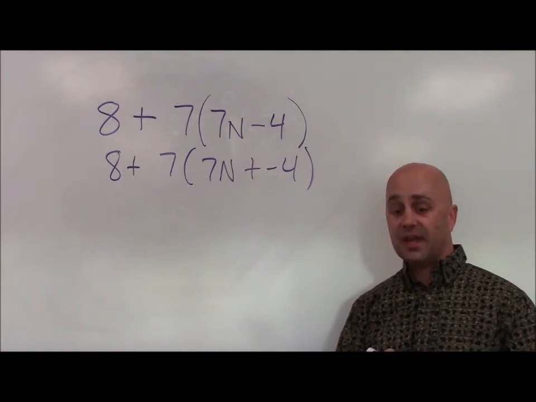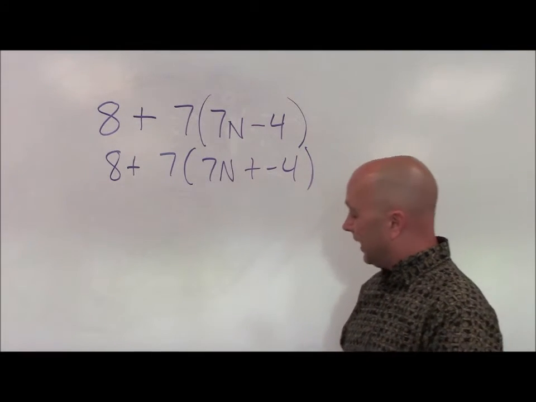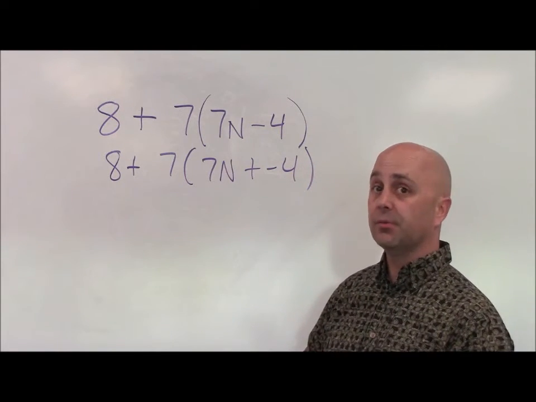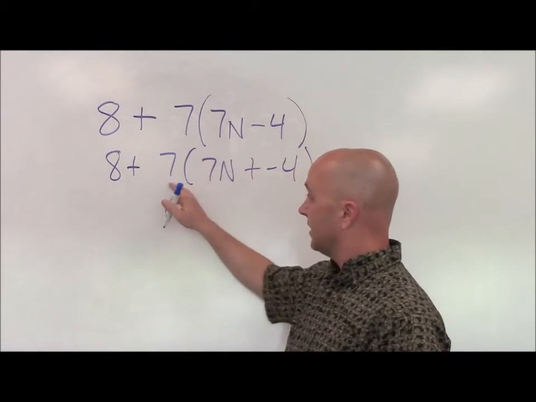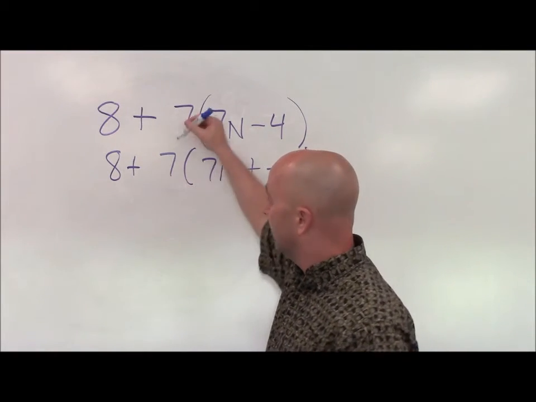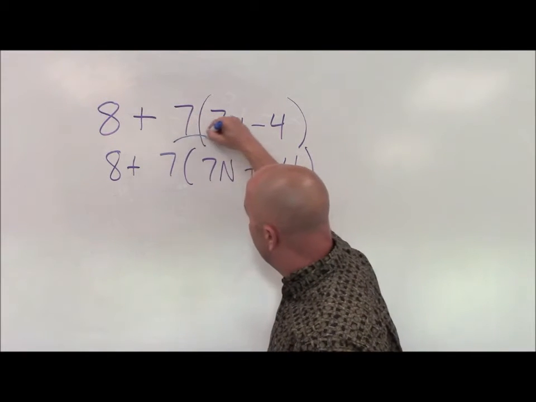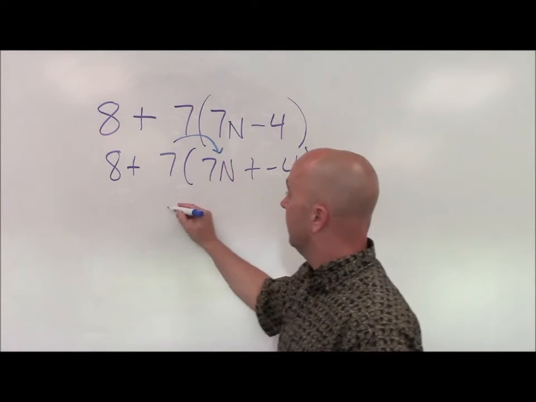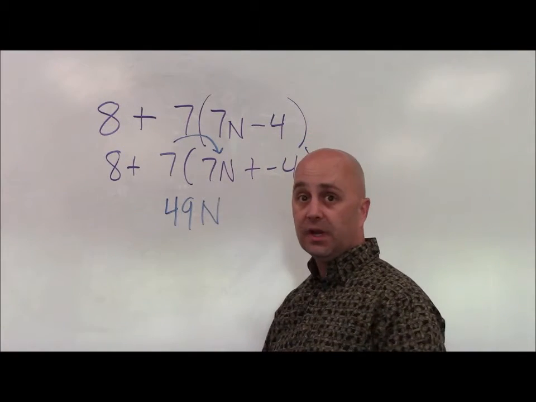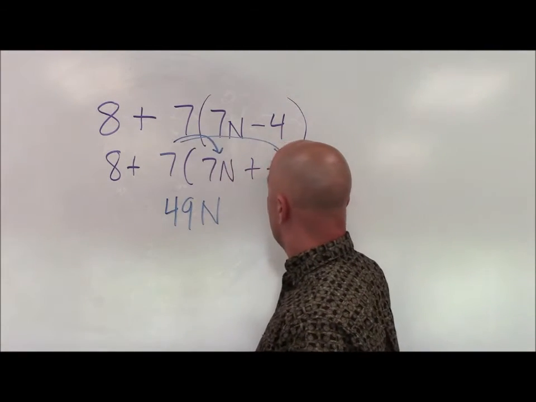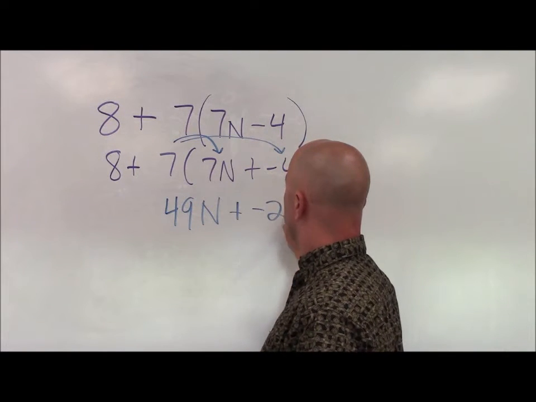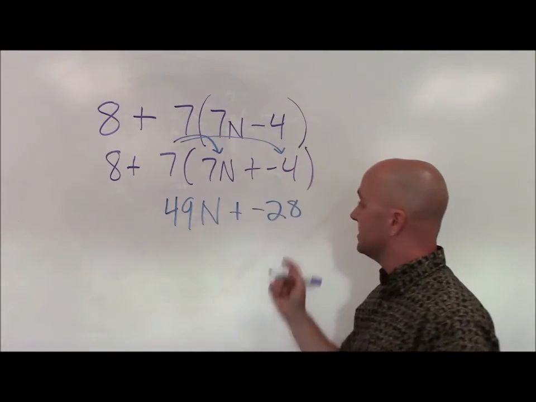Okay? Now, once I have that written, I think I can't really combine things until I simplify it. And to simplify it, I use the distributive property. So I take this 7 that's outside the parentheses. This 8, by the way, is not attached to that parentheses, so I'm only going to distribute the 7. The 7 distributes to the 7n, so I get 49n. 7 times 7n is 49n. And then I get 7 times a negative 4, so I'm going to have a plus negative 28. 7 times negative 4 is negative 28.